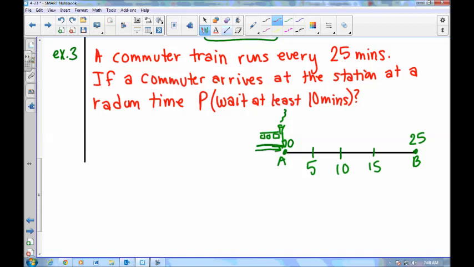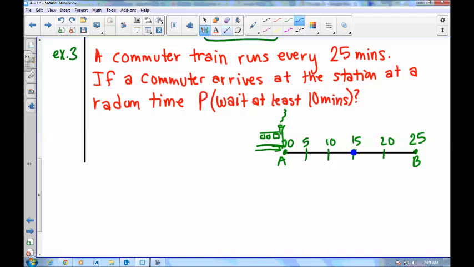What if you arrive... Oh, I forgot the 20. Whoops. Oh, that's better. What if you arrive at 20 minutes after train A takes off? How long are you going to have to wait? 5 minutes. Okay, so we want to know at least 10 minutes. So actually, let's figure out, when would you wait exactly 10 minutes? Do you agree with that? 15, right? At 15, you would wait exactly 10 minutes.